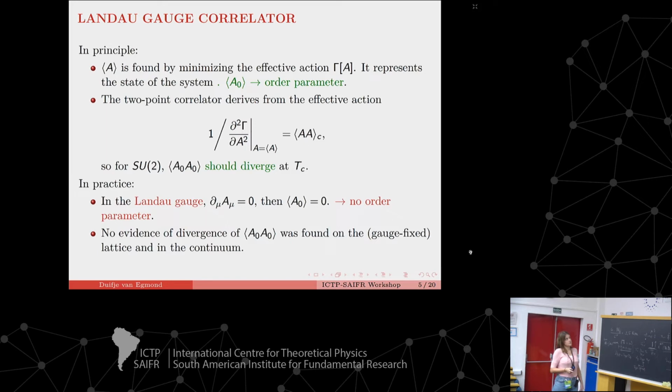Now, the two-point correlator is related to the one-point correlator. As you know, the two-point correlator derives from the effective action as the inverse of the second derivative, where we take as an input A equal to its one-point function. This is the propagator or connected two-point function. And this means that for SU(2), where we have a second-order transition, by definition, the propagator should diverge at the transition temperature, because this is how the two-point function is defined.